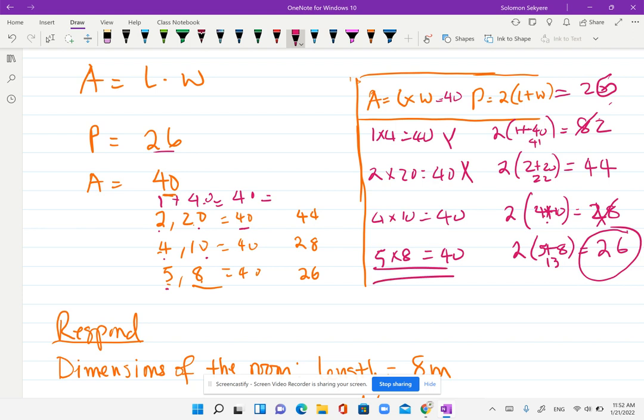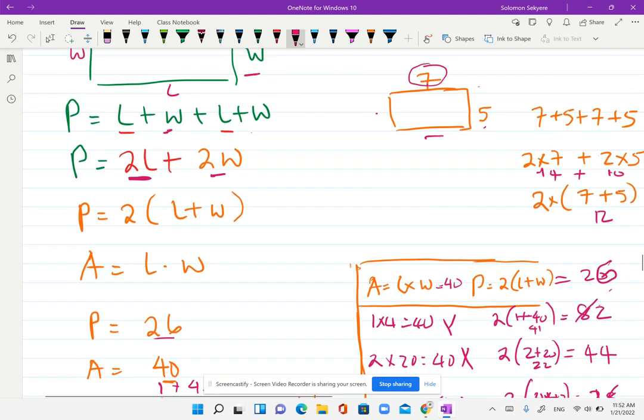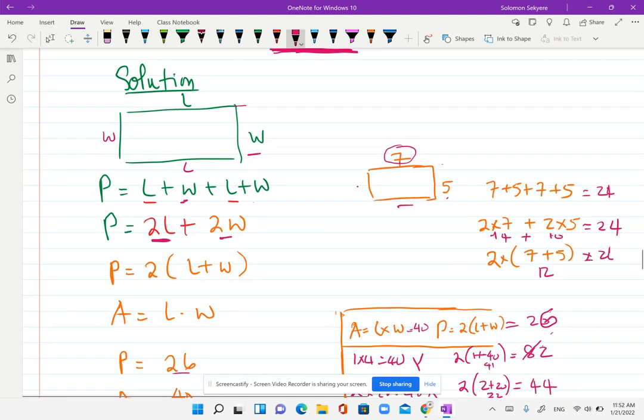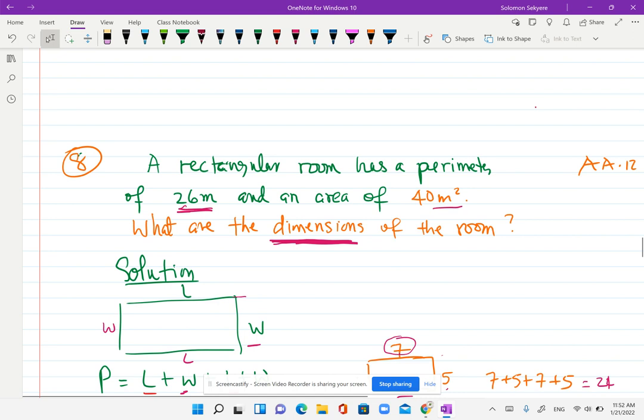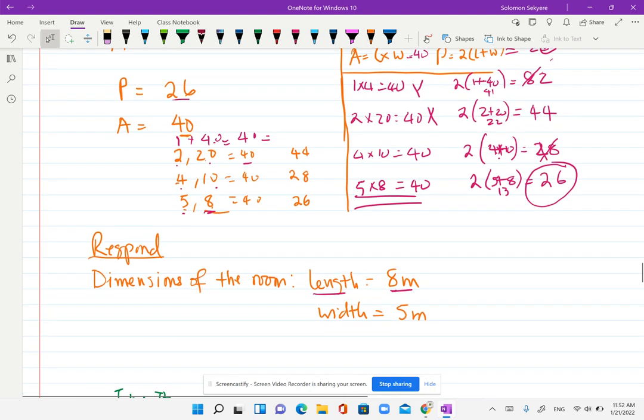5 times 8. So now you come and respond. Dimensions of the room. Okay, the length is 8 meters, the longer side, 8 meters, and the width is 5 meters. Problem solved. Okay, so go over this, listen to the video again. Pause it, then do this without looking at what I've done. Do this on your own to see if you get this answer.